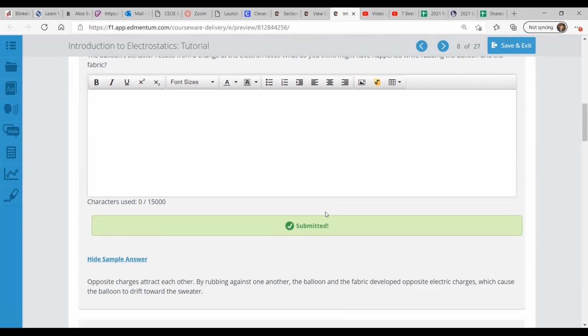Opposite charges attract each other. By rubbing against one another, the balloon and the fabric developed different electric charges, opposite electric charges, which caused the balloon to drift toward the sweater.